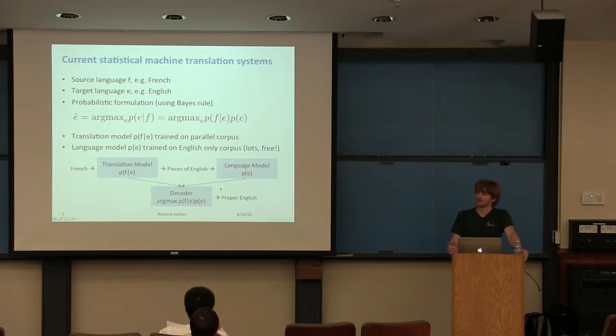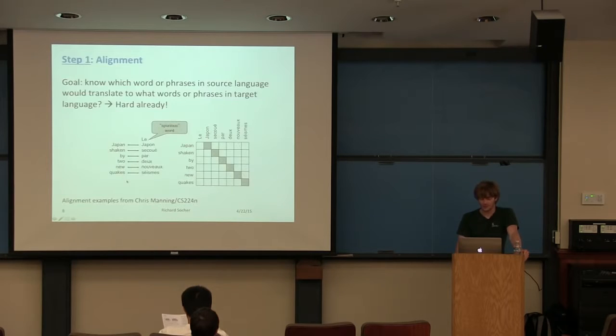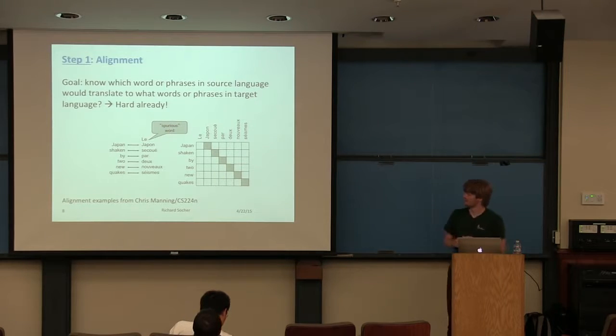So let's look into the very first step of the translation model, which is alignment. So the goal here is to know which word or phrase in the source language would actually translate to some word or phrase in the target language. And the main message here is that very first step is already very hard. And if you took CS224N, where we have this example, you will remember that you could basically have an entire lecture just on this first step of the alignment between two different corpora.